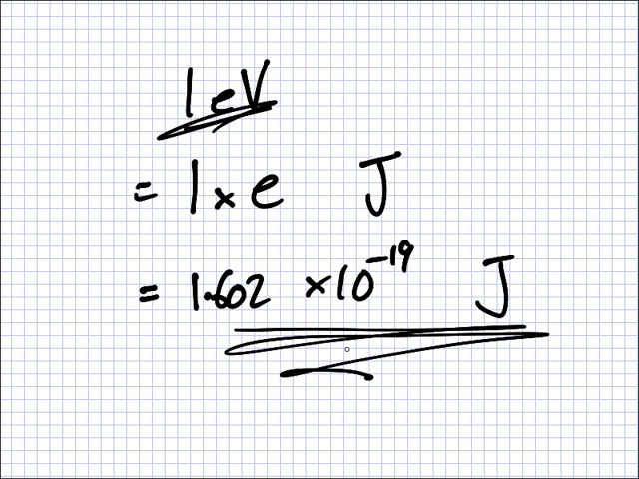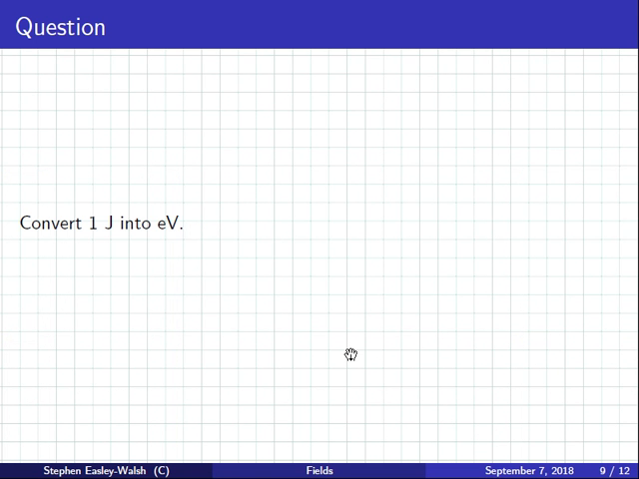Okay, that's easy. I'll give you one to try now. I don't know if you need to write that down, it's up to you. So look, here's one I want you to work the other direction. I want you to change 1 joule into electron volts. So it's the other direction.